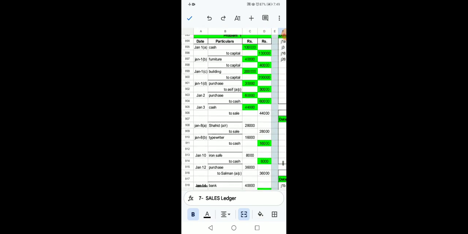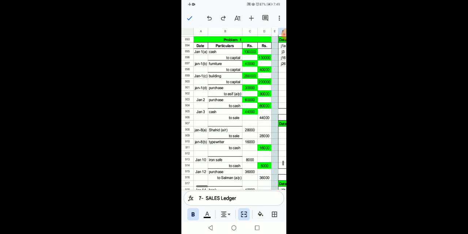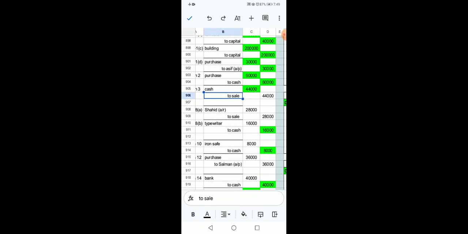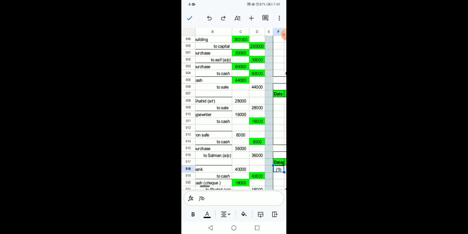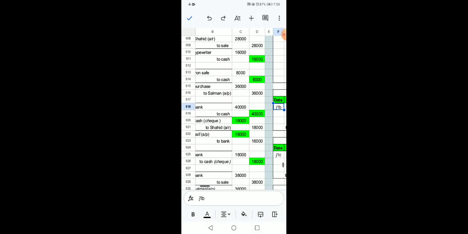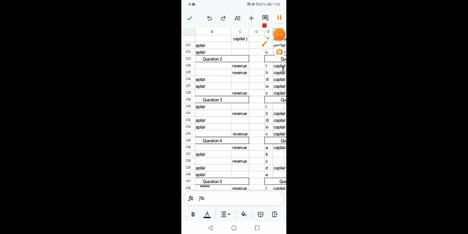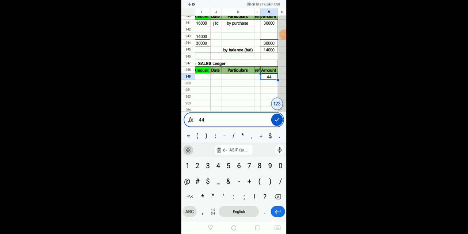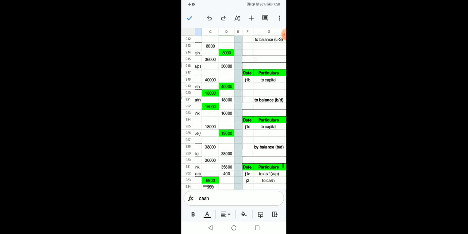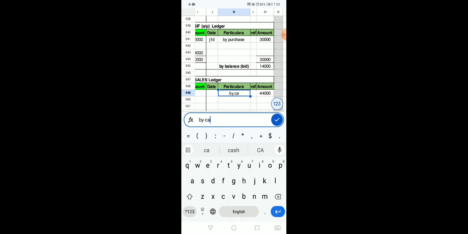Come to the journal and see where sales are present. All above entries are marked in green. Here there is sales for the first time. You have seen in the journal, January 3, sale is credited 44,000. So what you will do, you will go to the credit side of sales and write 44,000 over here. All right, and now see its reference for 44,000, and that was cash, which is written on the opposite side of sales. So put its reference as cash in the particulars column.